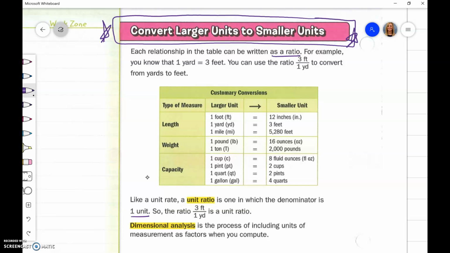For example, you know that 1 yard equals 3 feet. So you can write the ratio 3 feet over 1 yard to convert from yards to feet. Okay, so we're going to work on writing a unit ratio. And we know that we've had a unit ratio before, which means we're going to put our number over 1.